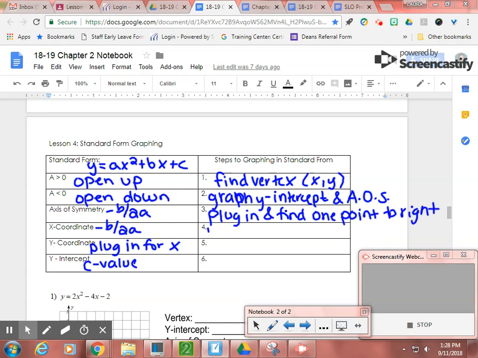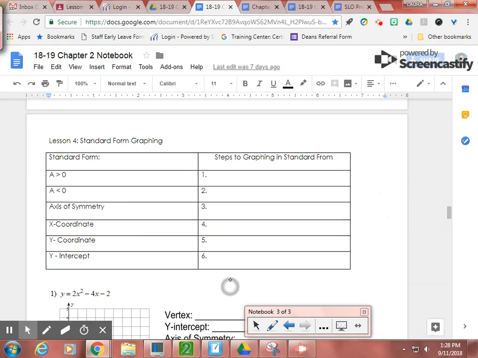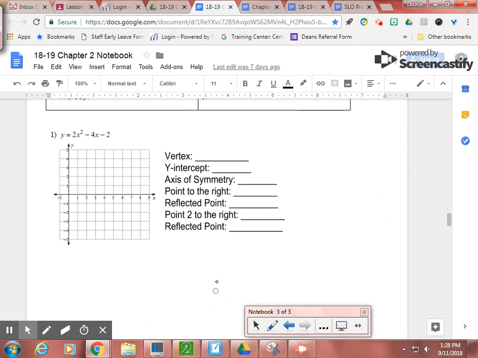Then reflect that point over the axis of symmetry. Then we want point 2 to the right, and we want to reflect that. Okay, so there are 6 steps to this. It's a little bit long, but once you get the hang of it, it's pretty easy. Okay, so let's try an example.